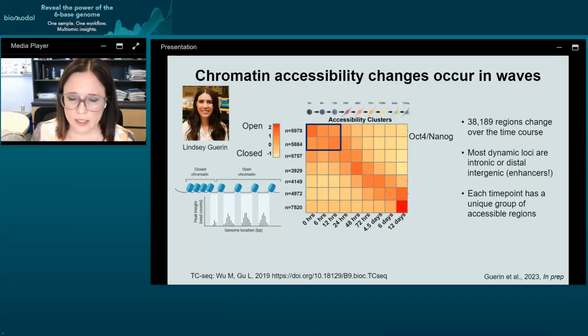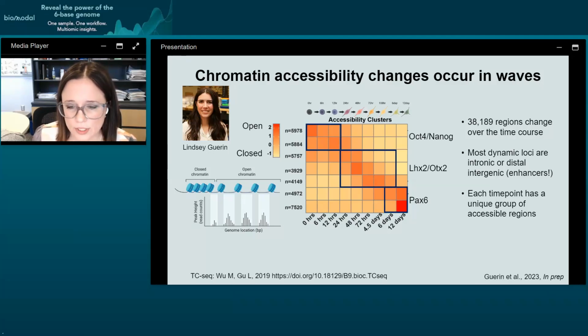These regions are enriched for transcription factor motifs associated initially with the early time points, pluripotency factors like OCT4 and NANOG, to the more transitional intermediate time points, where you see regions that are opening and closing that are enriched for transcription factors like LHX2 and OTX2, and those regions that begin to open at the end of the time course that are enriched for canonical neural progenitor transcription factors like PAX6.